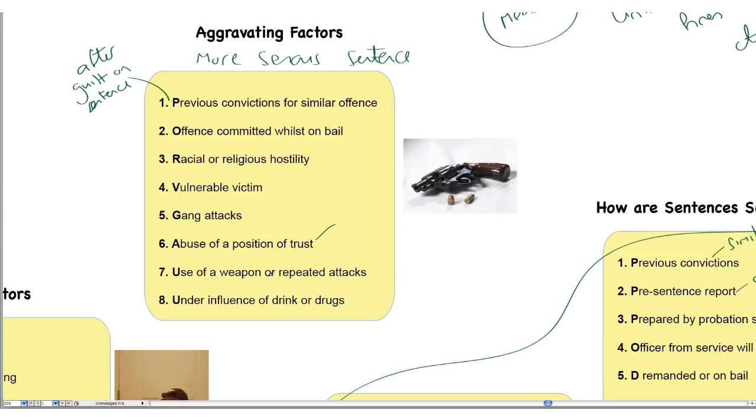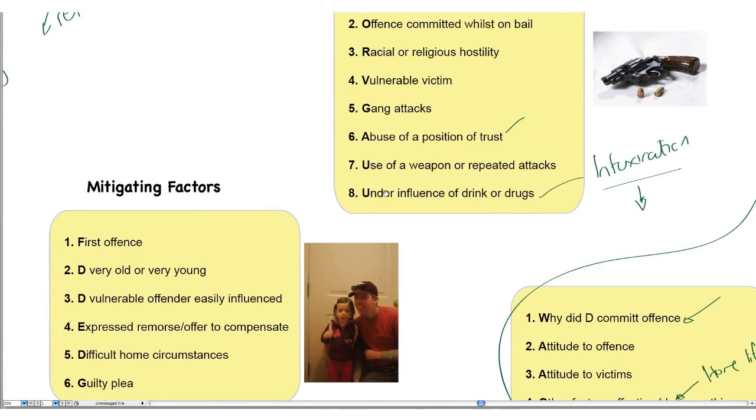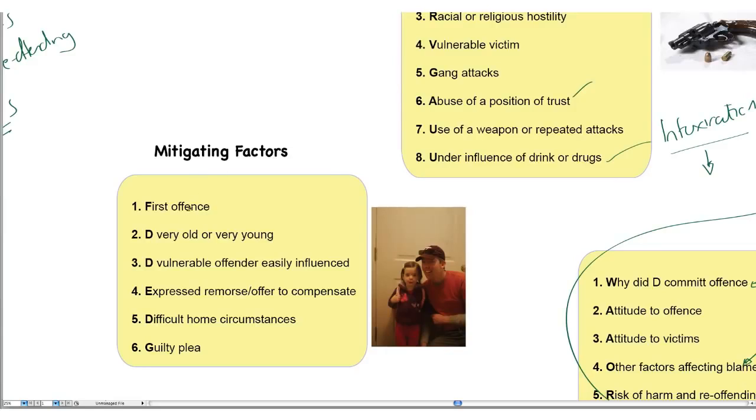If a weapon was used or the attack was repeated, and if the defendant was under the influence of drink or drugs, but don't forget, that can also serve to some extent as a defence as well as an aggravating factor. So these are the things that will make a judge give a more serious sentence. They're called aggravating factors. And finally, the judge or the magistrates can also make the offence less serious if there are mitigating factors.